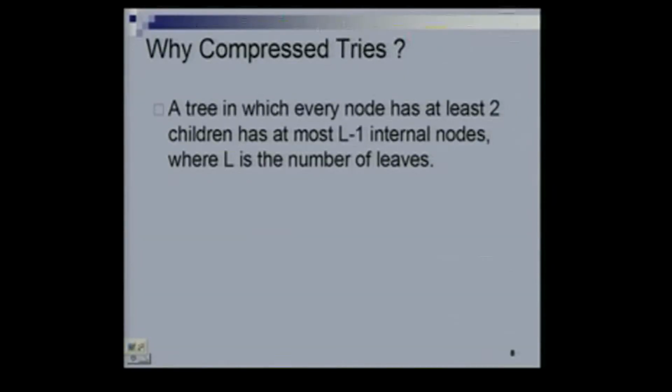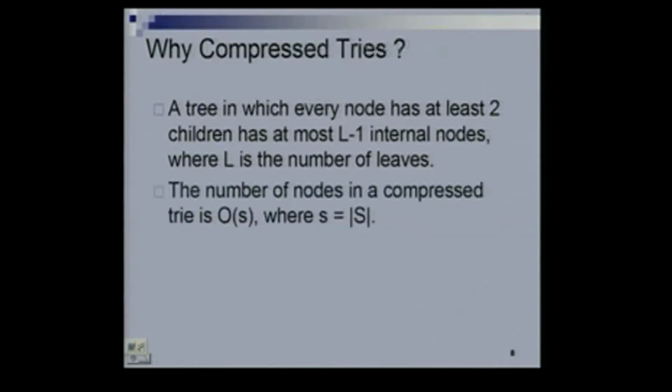How many leaves are there in my trie? Number of words. This says that the number of internal nodes is going to be the number of words minus 1 at most. So, the number of nodes in a compressed trie is order of S, where S is the number of words. Capital S was the set of strings, so S is the size, this number of words. So, this is the number of nodes in a compressed trie.